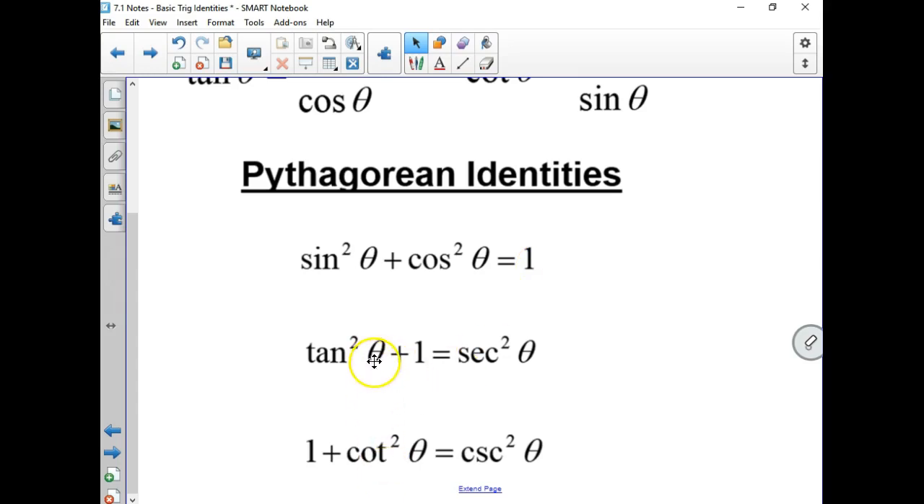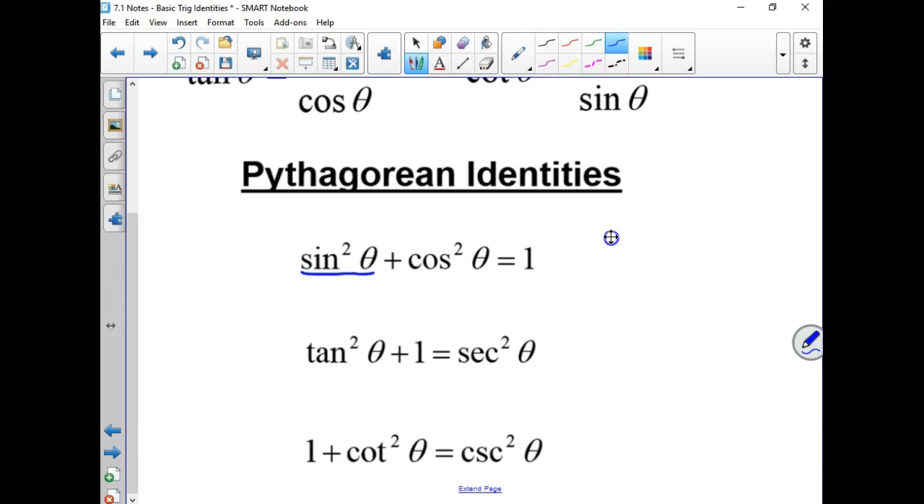The other two identities you also need to have memorized, but I'm going to show you a little trick that can help you go from the main identity to these other two. So let's say that I have sine squared theta plus cosine squared theta equals 1. We know that is true. We've forgotten the other two.